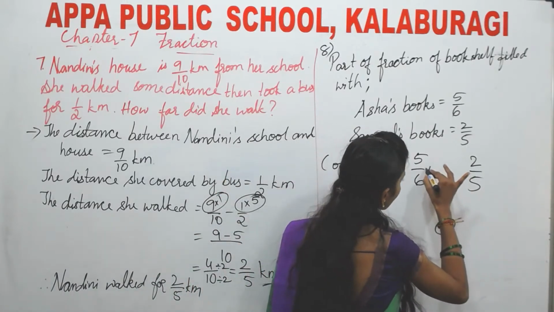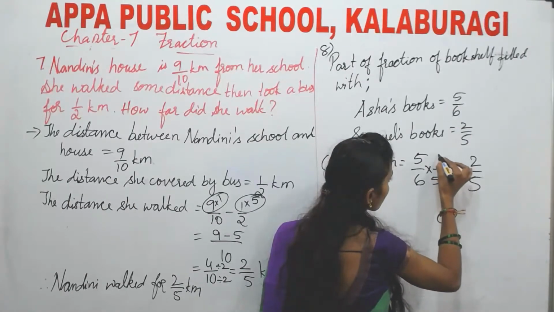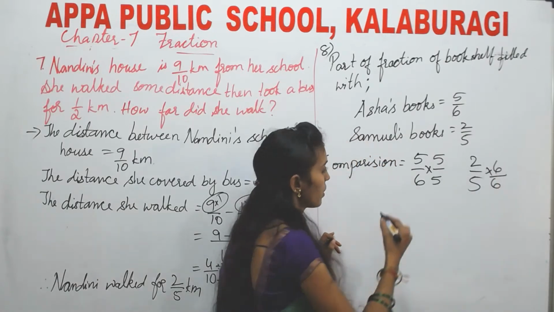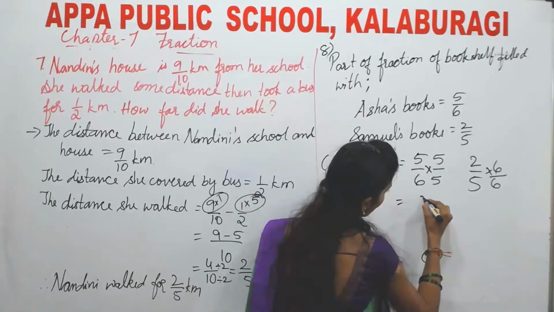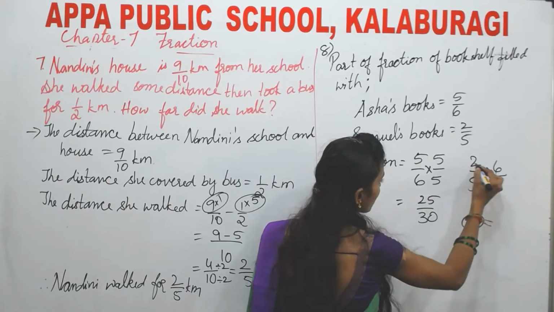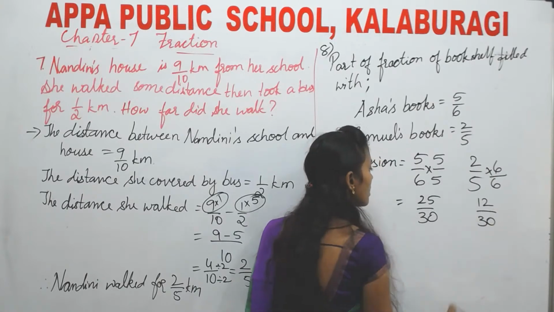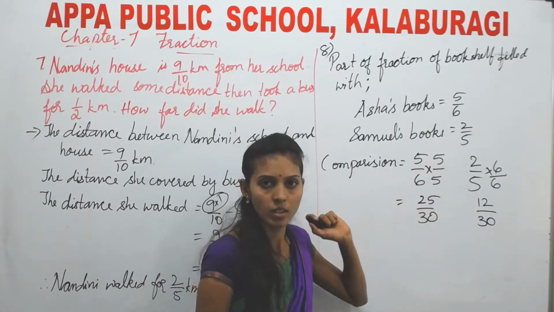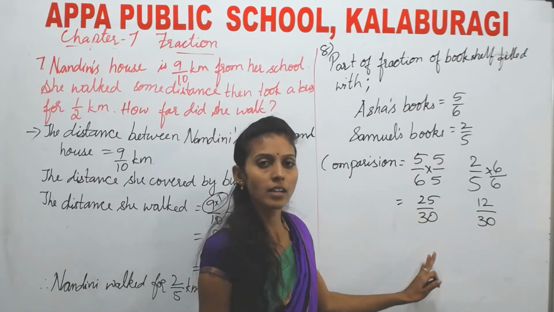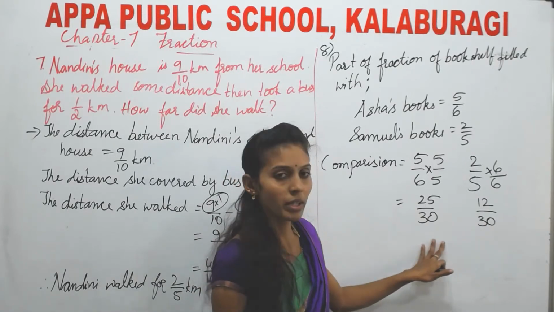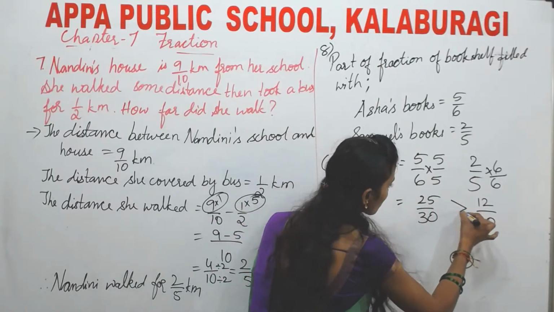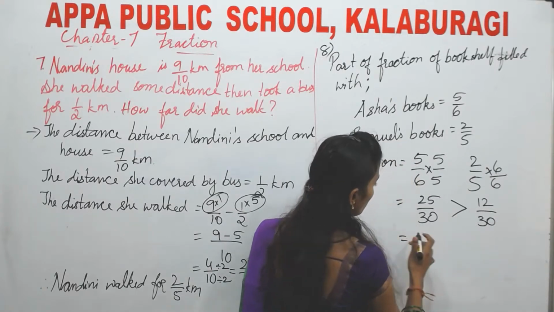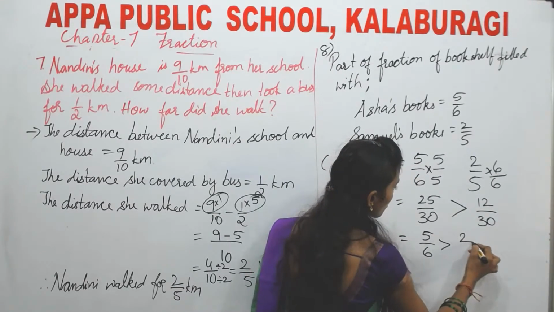In the 6 table, 6 5s are 30. Do the same thing for the numerator also. 5 6s are 30. So you will get 5 5s are 25 divided by 30 and 2 6s are 12 divided by 30. Don't say these two are divisible by 5, madam. Yes, they are divisible by 5 because we multiplied by 5. Got it? Now compare. Denominators are the same, so compare the numerators. This is more, that means 5 by 6 is more than 2 by 5.